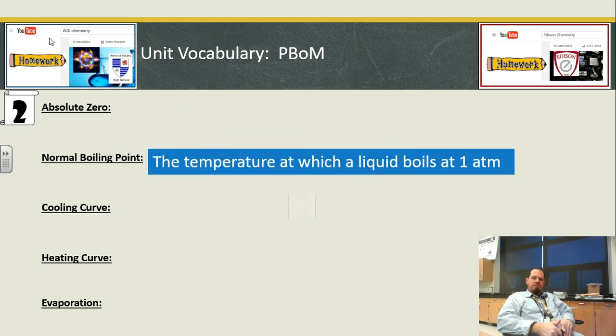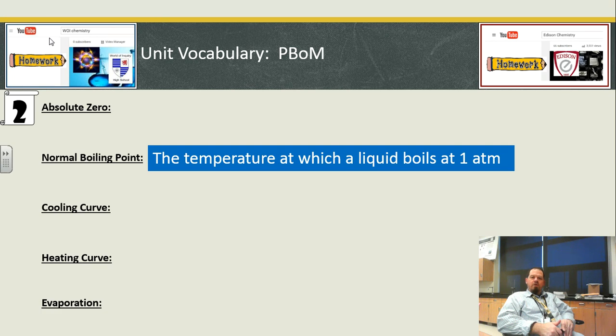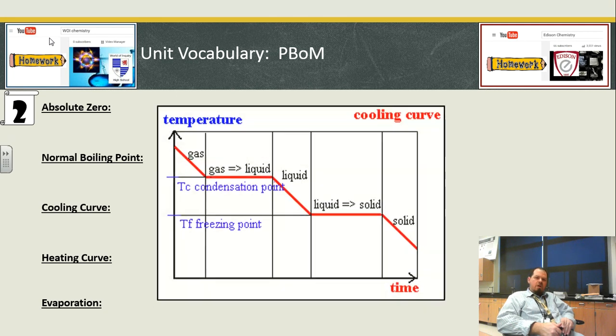STP. Okay, so this is the temperature at which a liquid boils at 1 atm. And you could also have there 101.3 kilopascals. But let's be honest, 1 atm is a little bit easier. 1 atmosphere. ATM does not stand for automated teller machine in this class. It stands for atmospheres.